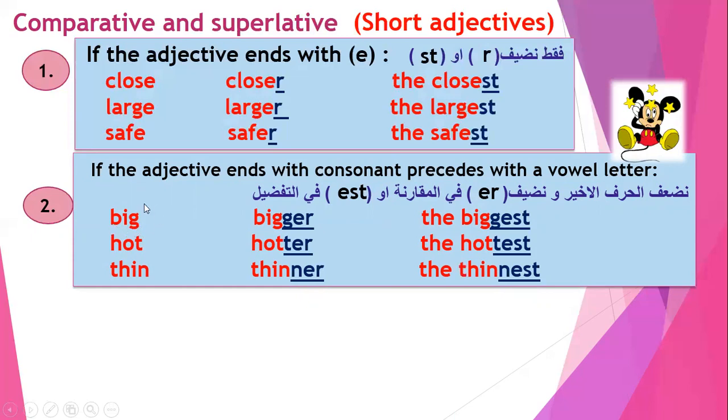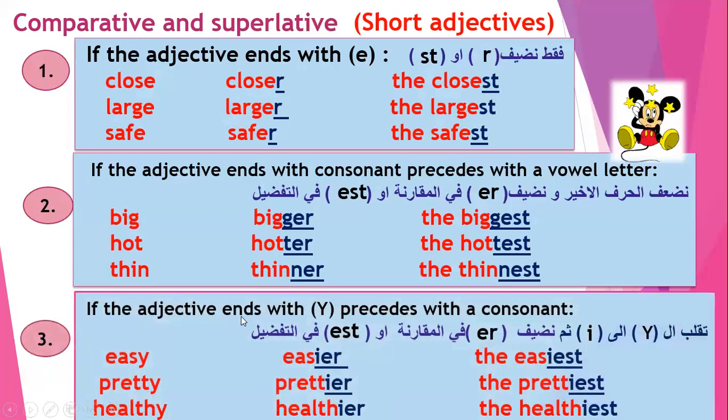الصفة big كبير انتهت بحرف الجي صحيح ومسبوقة بحرف العلة I حرف واحد فقط. So in comparative راح نضعف الجي ونضيف ER. It will be bigger أكبر. In superlative duplicate G and add EST, the biggest الأكبر. Hot يعني حار أو ساخن. Hotter, duplicate T and add ER in comparative. The hottest الأسخن, duplicate T and add EST in superlative. Thin نحيف. It will be thinner ضعفنا الN وأضفنا ER في المقارنة. The thinnest ضعفنا الN وأضفنا EST في التفضيل.